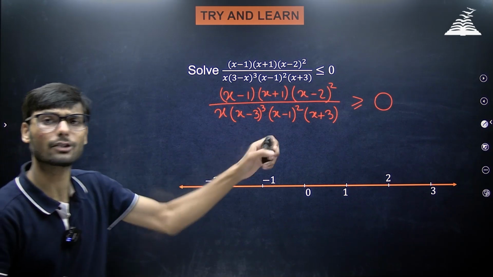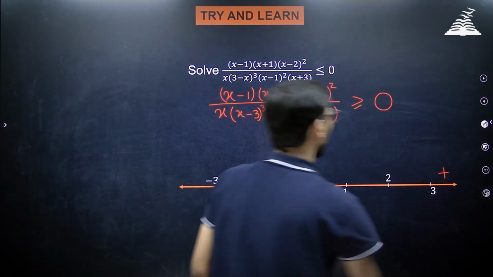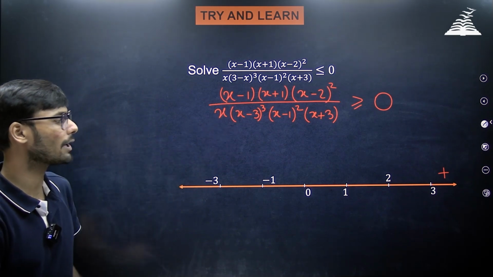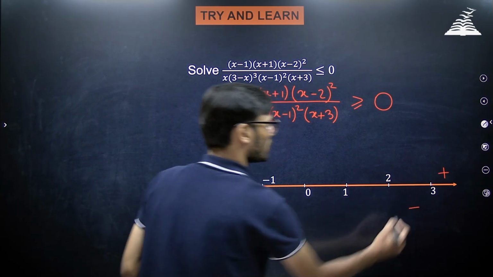Now we know the extreme right will be positive. What's the power of x minus 3? It is 3. Odd number, sign will change.